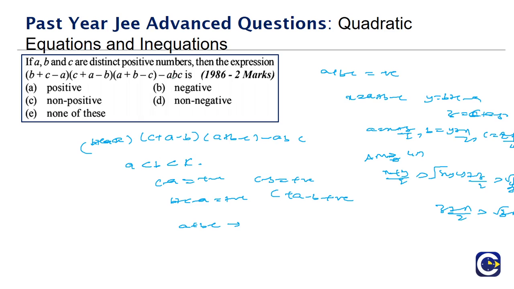You'll get the same expression, (b plus c minus a)(c plus a minus b)(a plus b minus c) minus abc. In this first case, it will be less than 0. And if you consider case 2, also you will get negative. So in both the cases you will get the value negative. So the answer for this question is negative.